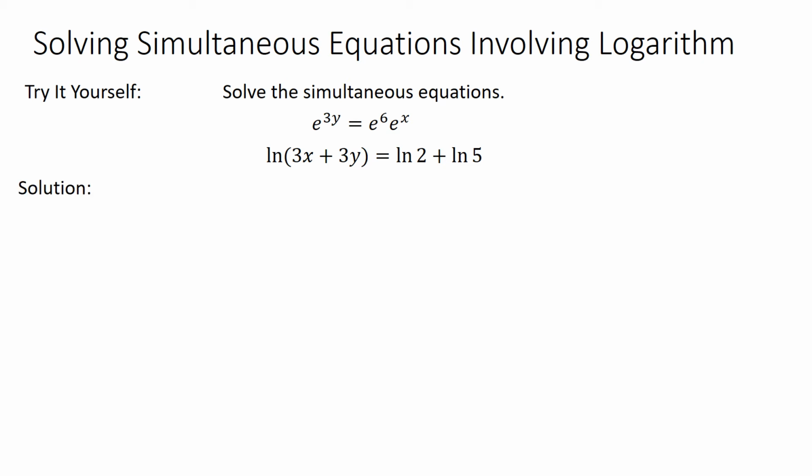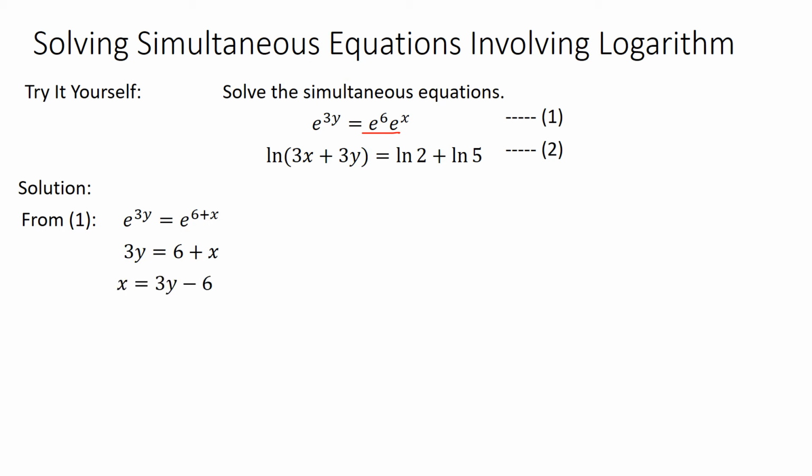Here is the solution. We name this the first equation and this the second equation. From the first equation, e to the power of 3y equals e to the power of 6 plus x. Since both have the same base, we can combine them and the powers add. Since the left hand side and right hand side have the same base, we can compare the power, which becomes 3y equals 6 plus x. Hence, x equals 3y minus 6.